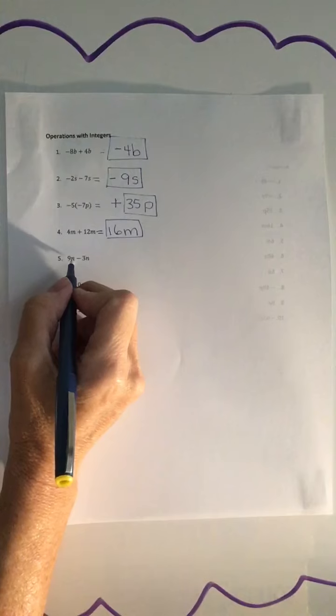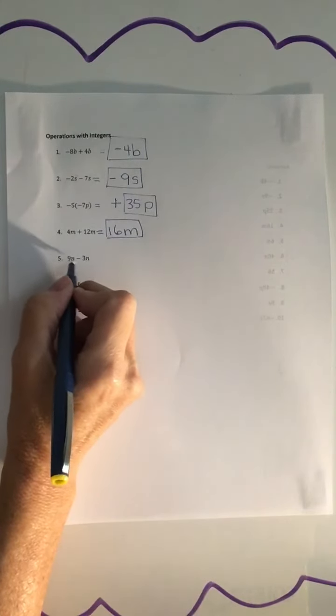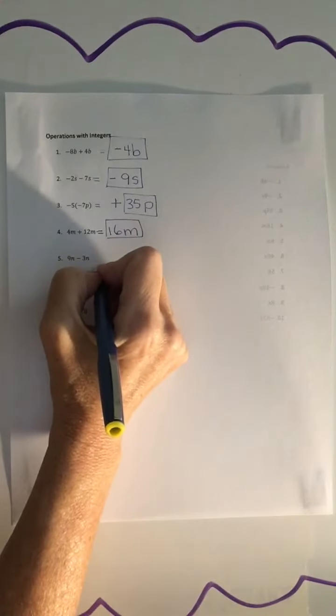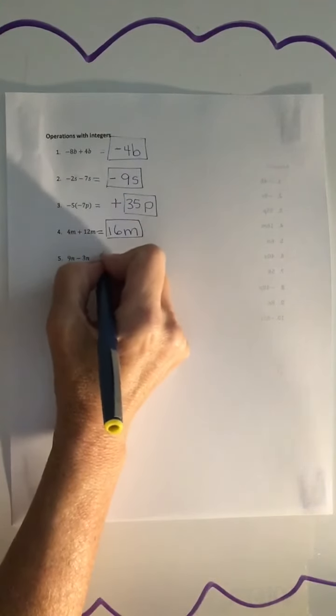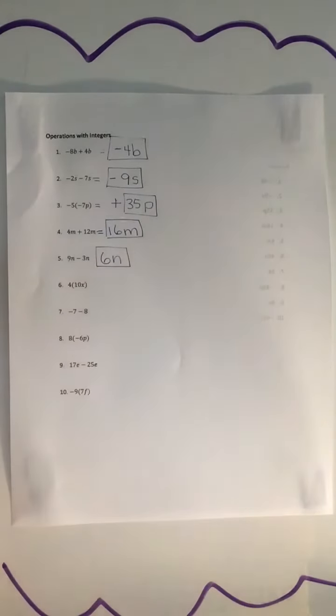Down here we have a positive 9n and a -3n. So we have more positives than negatives, so it will be a positive answer. How many more positives do we have? We have 6 more positives than we have negatives.